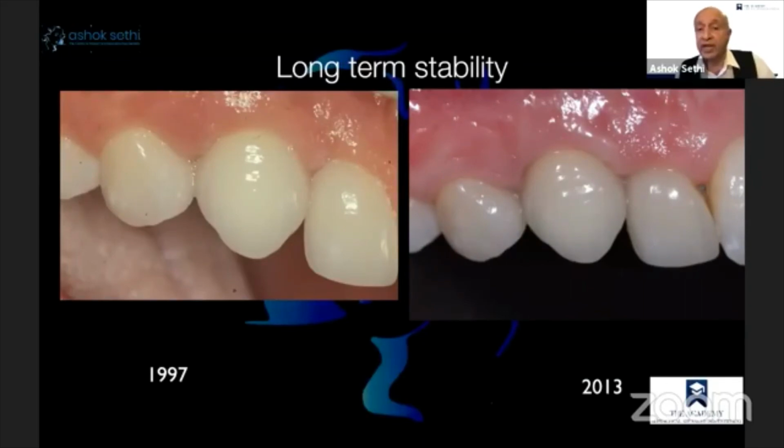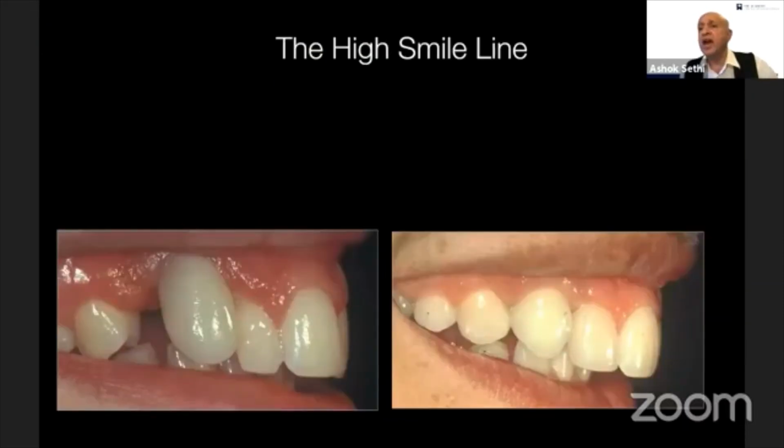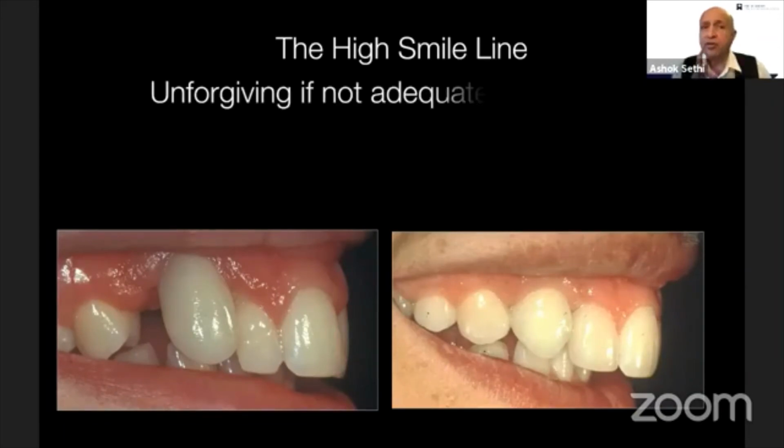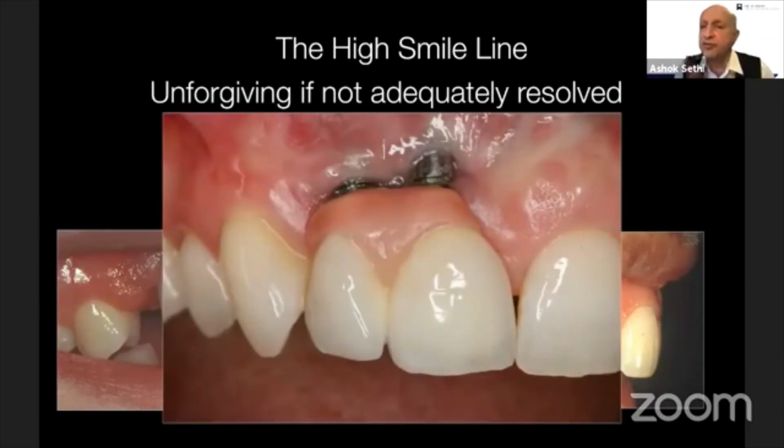What we're looking at here is a period where you can calculate the number of years it's been completely stable. The soft tissues are stable, the bone is stable, and we need to be very careful when a person has a high smile line, because if you're not careful, it is not forgiving.